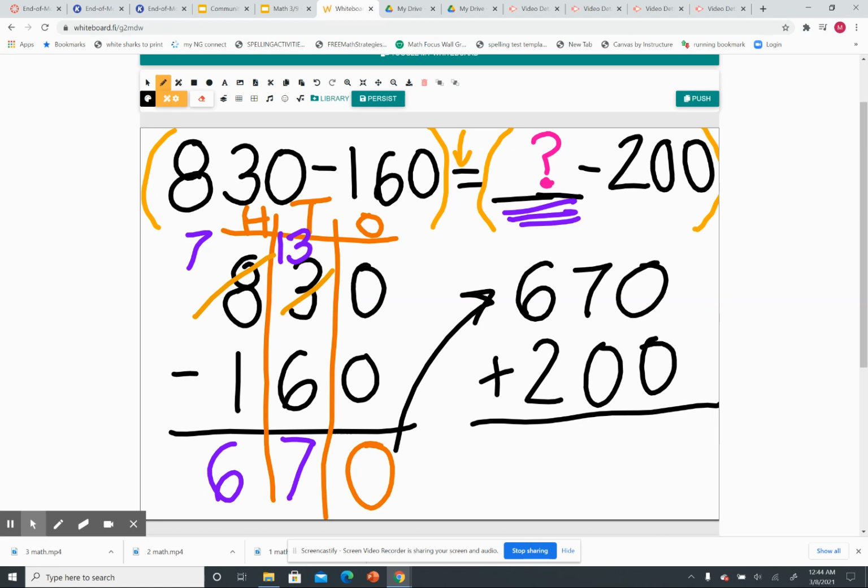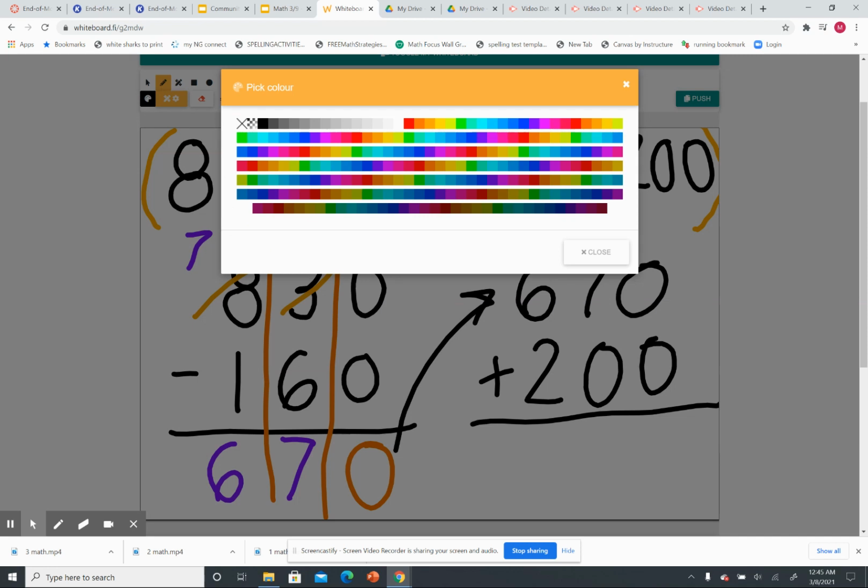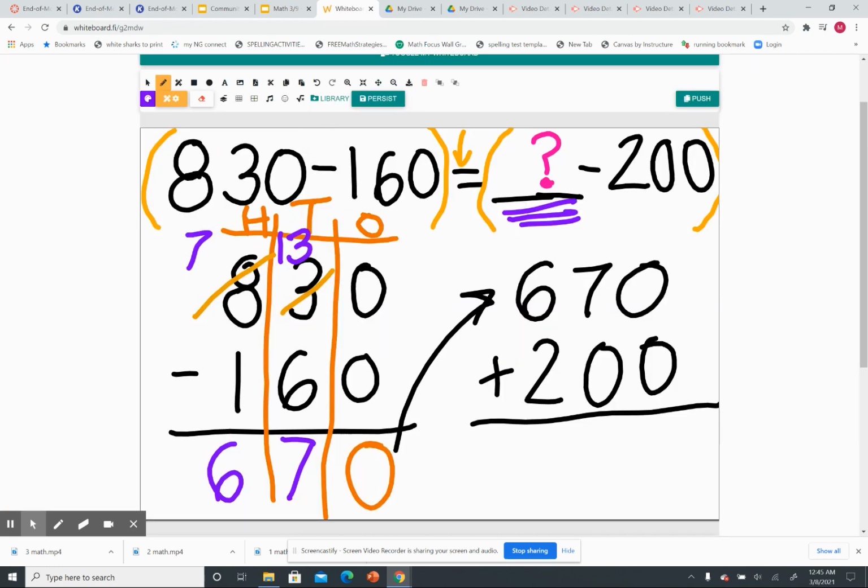Okay. All right, welcome back. 670 plus 200 is this. No need to draw my place value chart here, at least I don't think. Let's do 0 plus 0 is 0. 7 plus 0 is 7. 600s plus 200s is 800s.